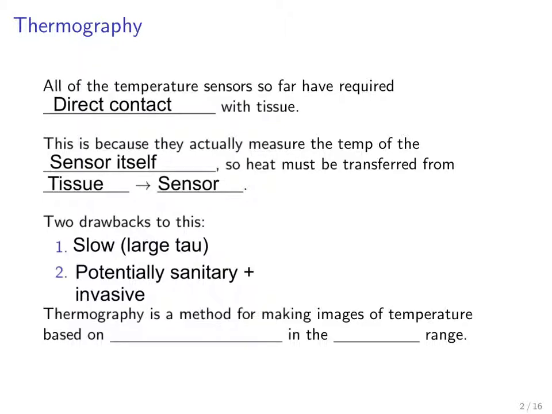So as an alternative, thermography is a method for making images of temperature that are based on the emitted radiation, and specifically emitted radiation in the infrared range. So a hot object will emit infrared radiation, and instead of putting something into contact with that tissue, we instead rely on the fact that it's emitting photons that we can have a detector sitting off from the tissue to detect.